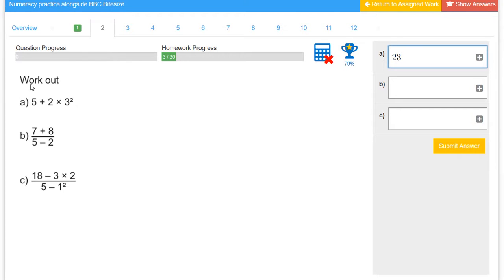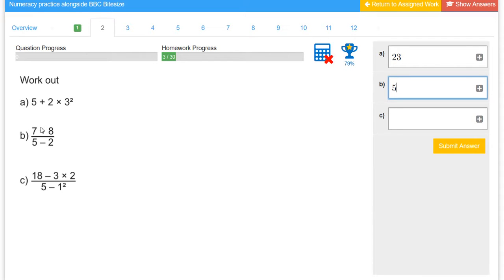Over here, we have 7 plus 8 on the top line, 5 minus 2 on the bottom line. The bottom line means division, so we will do that in a minute. First of all, it's like having brackets here. 7 plus 8 is 15. 5 minus 2 is 3. So 15 divided by 3 would be 5. Let's try that. And then over here, a bit more complicated.